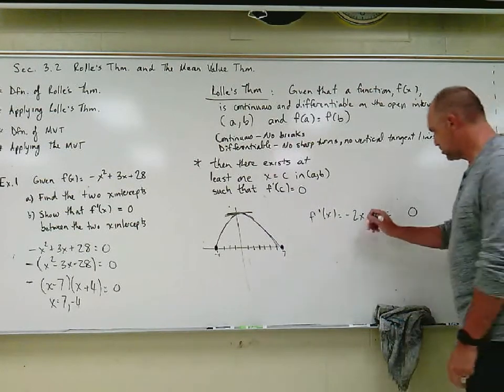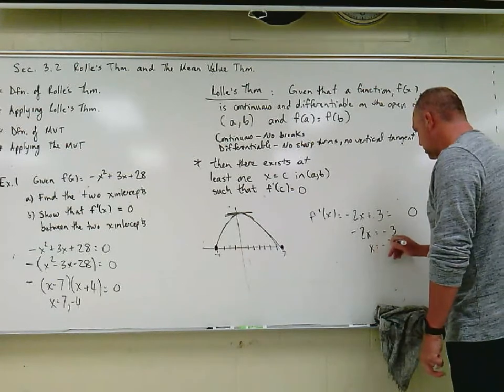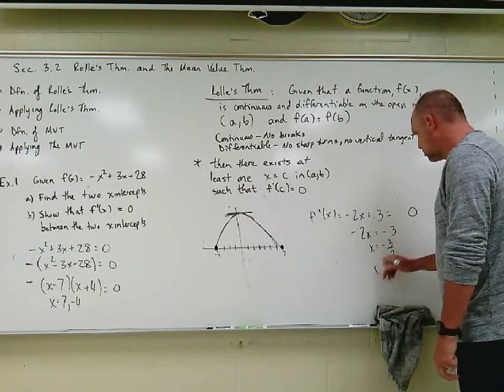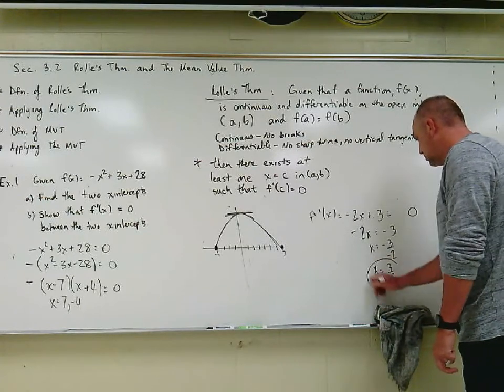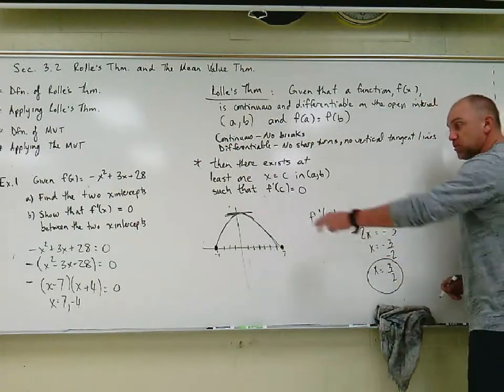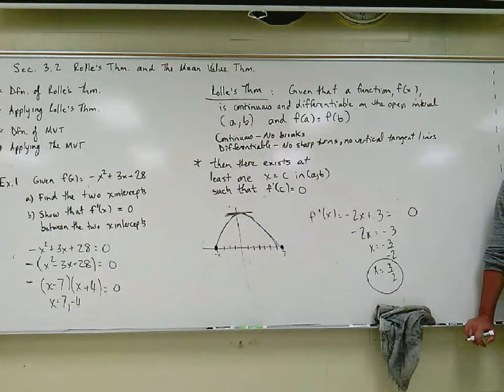And then I'll solve for x. Negative 2x is negative 3, so x is negative 3 over negative 2. So x is 3 halves. And is 3 halves between negative 4 and 7? Yes. And that's the guarantee. Okay, and that's Rolle's theorem.